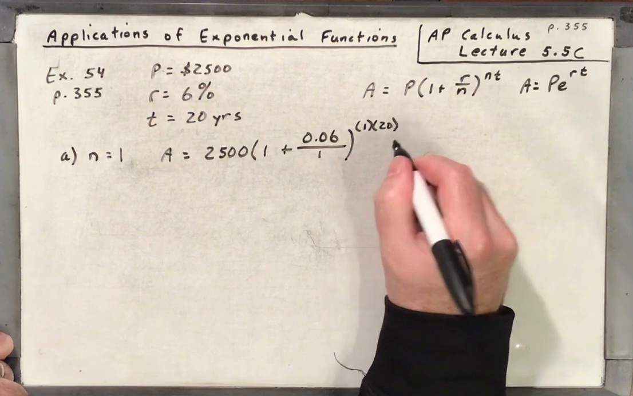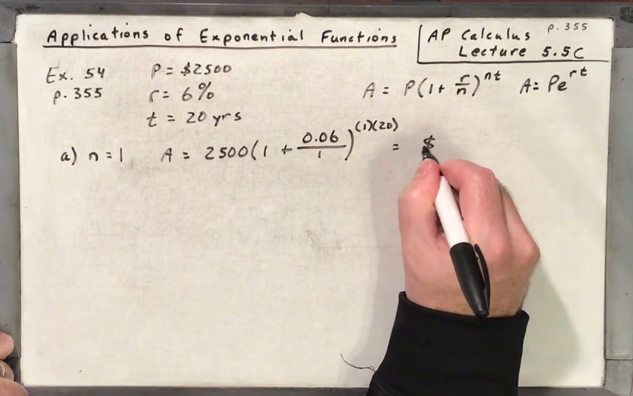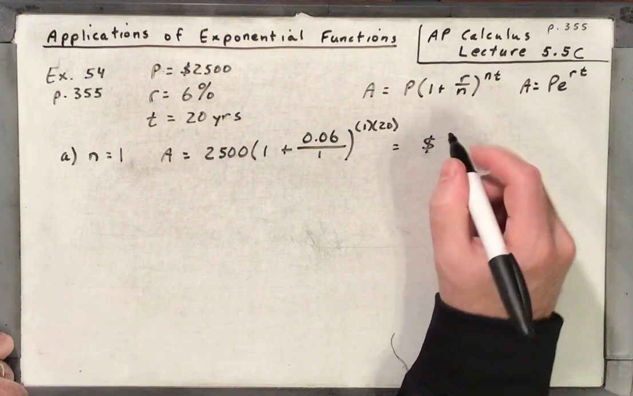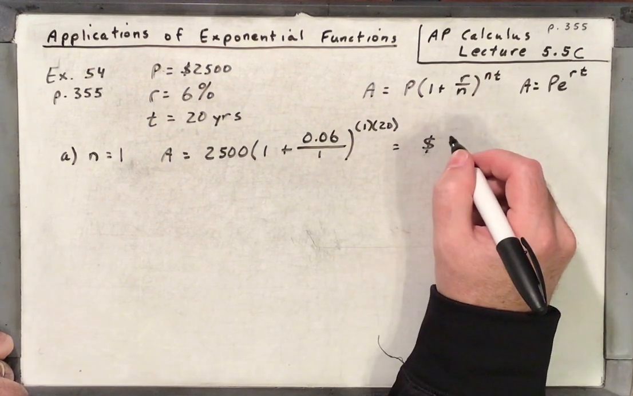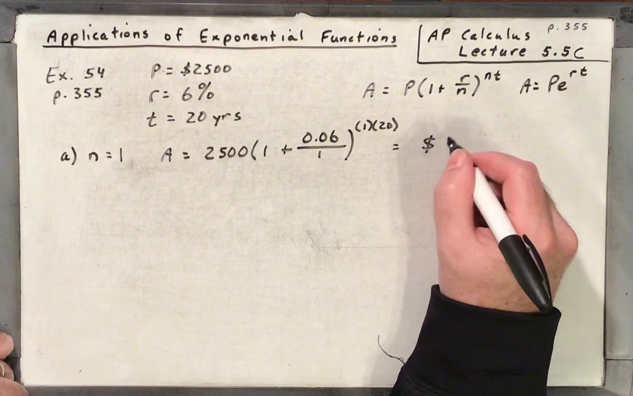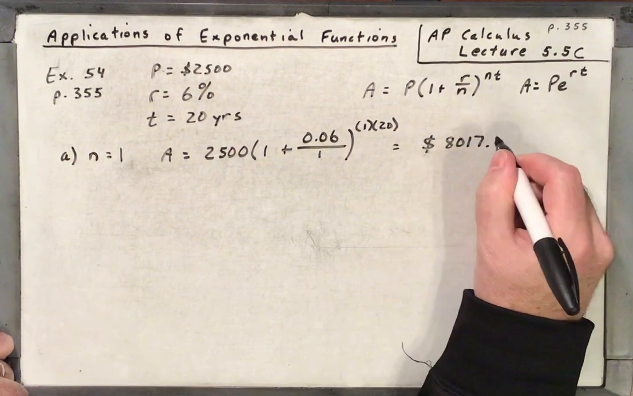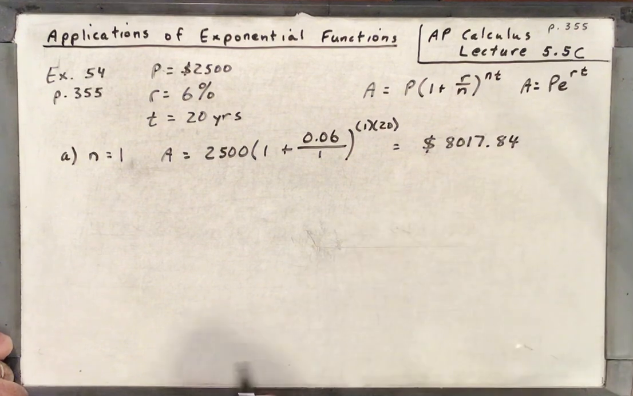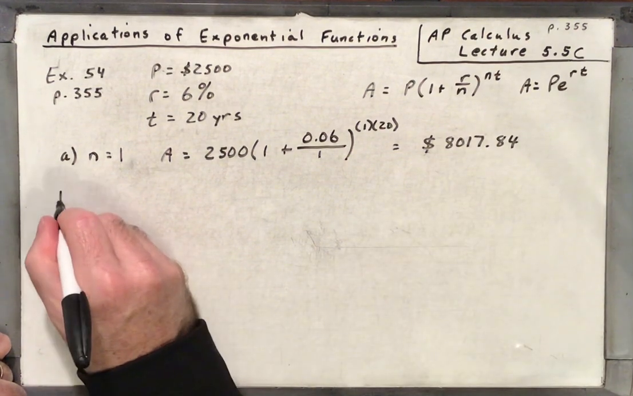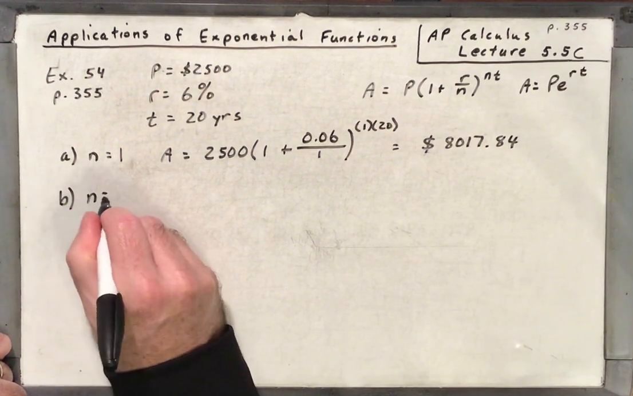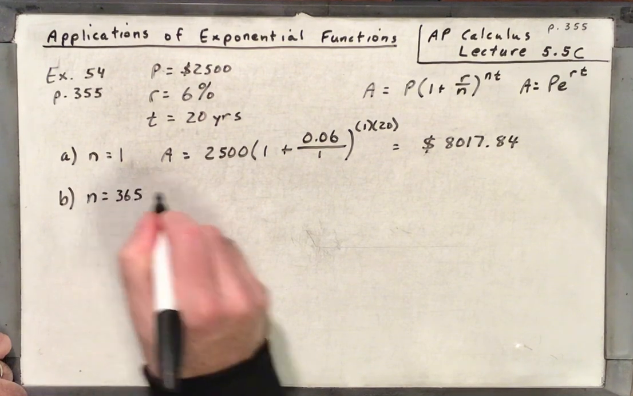So just plug that into your calculator. Go ahead and practice that. Make sure you can get all that in your calculator correctly, but it'd be $8,017.84. All right, let's do one where N is 365. So this would be compounded daily.